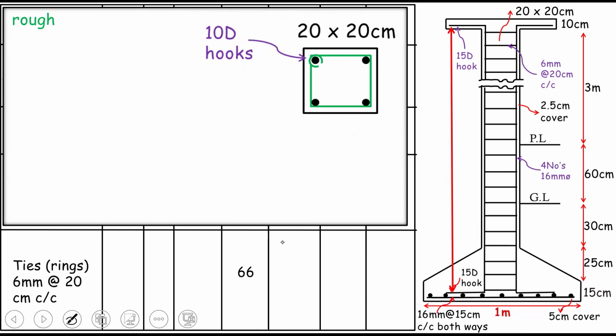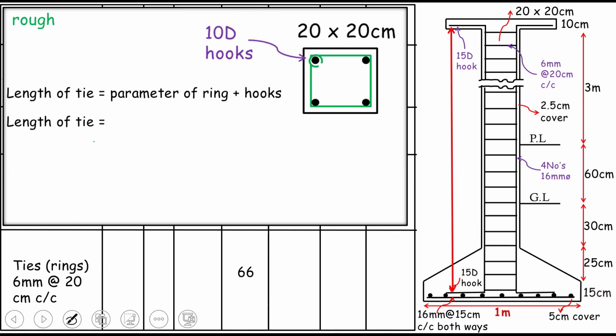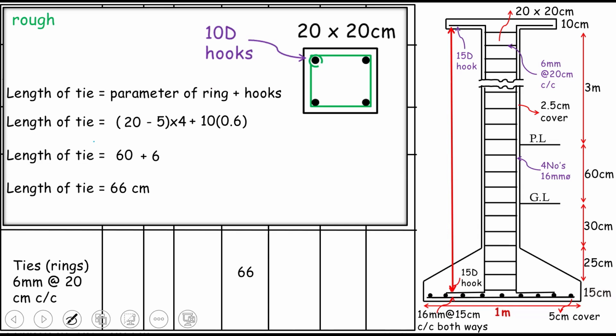So the calculation for the cut length of the tie can be very simple, like maybe the perimeter of the ring plus hooks. Now the perimeter of the ring, we will subtract the concrete cover for one side and another side, and that is 5. Now I'm multiplying this by 4 because we have 4 sides of the square. And that's actually very simple, which is the length of the tie, and that is 60 plus 6, which is 66 centimeters. Study this in detail, and if there is any question, you can ask me in the comment section, okay? I'm skipping multiple things because we don't have much time.